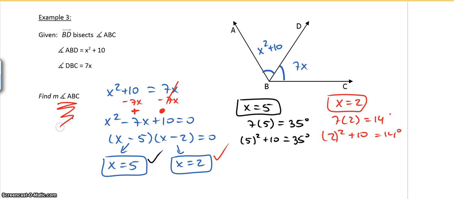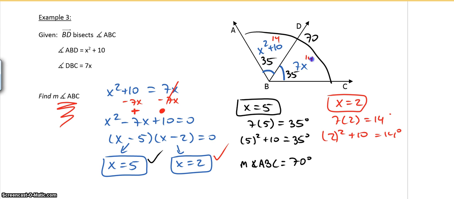So it's asking for angle ABC. So when x is 5, the measure of angle ABC is, well, 35 and 35 would give me an ABC of 70 degrees. But when x is 2, we knew we had 14 and 14, which would give me 28 degrees. So actually with this problem, we have two correct solutions. When x is 5, ABC is 70, and when x is 2, ABC is 28.